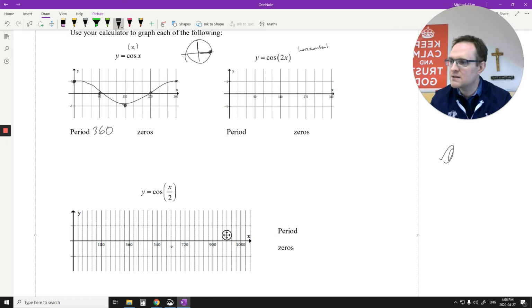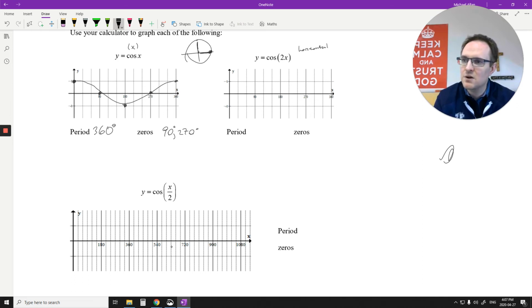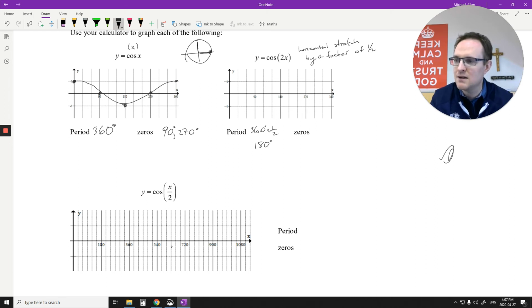So 360. My zeros in this case are 90 and 270, the ones that we can see at least. Okay. So this is going to do a horizontal stretch by a factor of 1/2, right? So that means my period should end up being half of what it was before, if we divide by 2. So that would be 180. And that also means all my zeros should be half of what they were before.